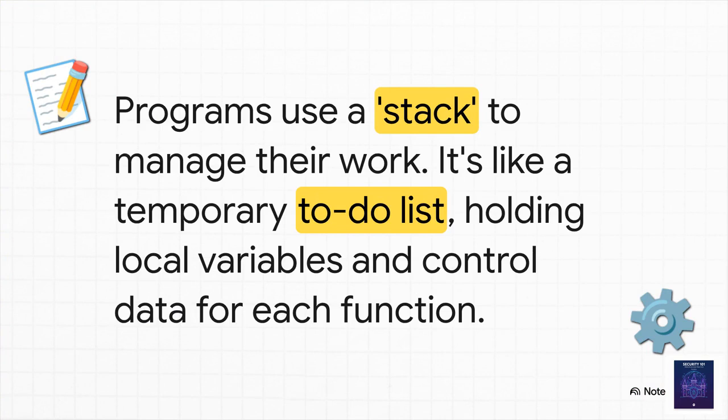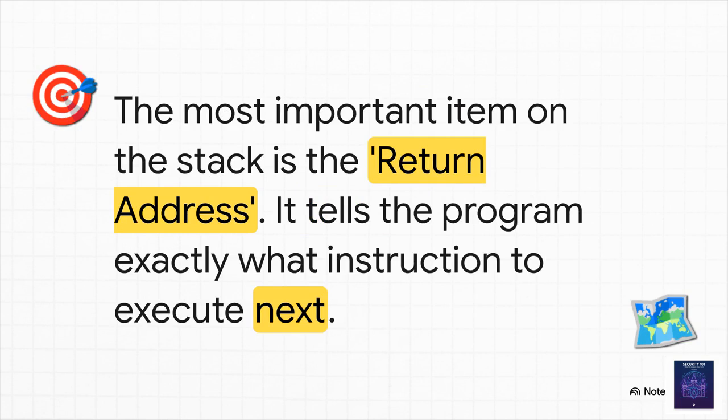Whenever a program is doing stuff, it uses a chunk of memory called the stack to keep track of it all. Just think of it like the program's short-term memory, or a temporary to-do list. And on that to-do list, there is one item that is the most important thing on there. It's called the return address. After a task is done, the return address is like the program's GPS. It tells the computer exactly where to go next to pick up where it left off.